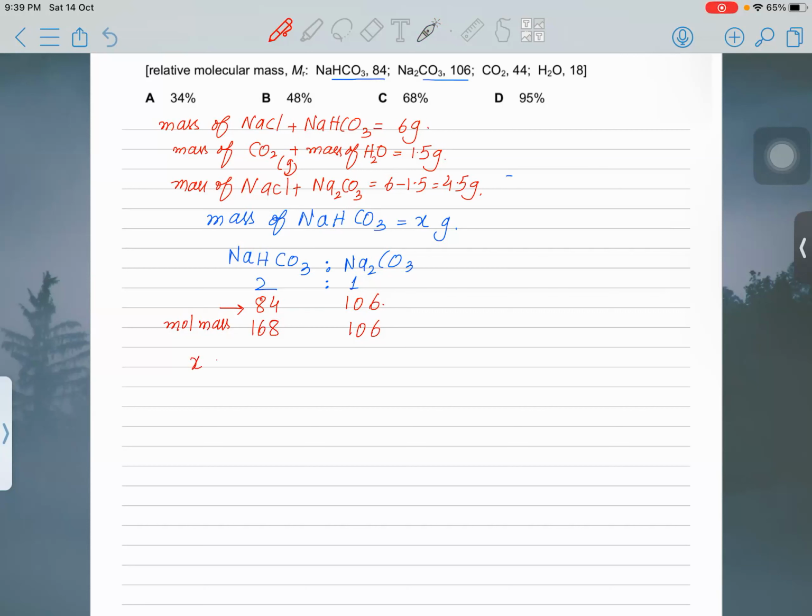Right? So it means X minus, or you can say NaHCO3 minus 1.5 is equal to 6. It means X. Now find the ratio, 168 over 106. Yes. Tell me the answer.